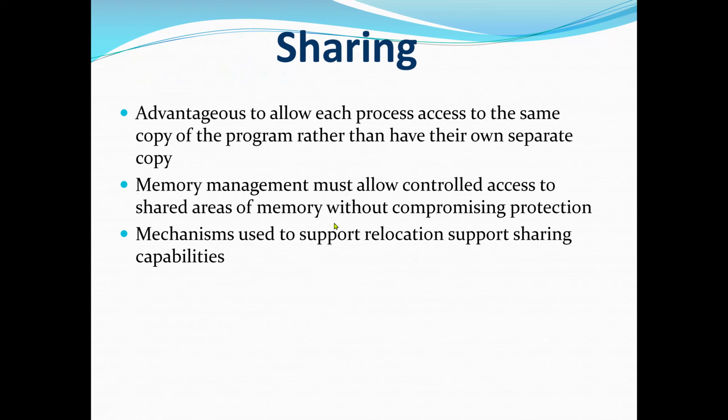So next is sharing. Now we understand the concepts of relocation and protection, then sharing. Any protection mechanism also must have the flexibility to allow several processes to access the same portion of main memory. For example, if a number of processes are executing the same program, it is advantageous to allow each process to access the same copy of the program, rather than have its own separate copy. Processes that are cooperating on some tasks may also need to share access to the same data structure.